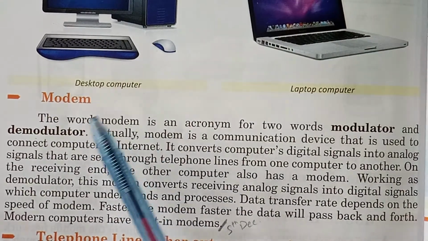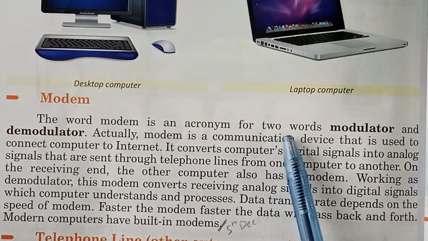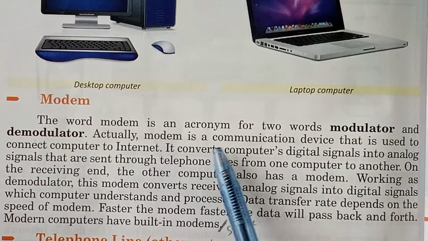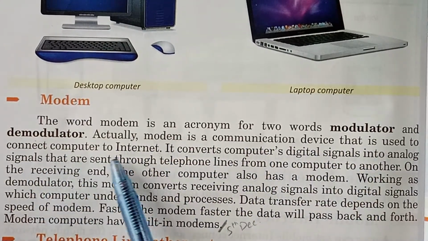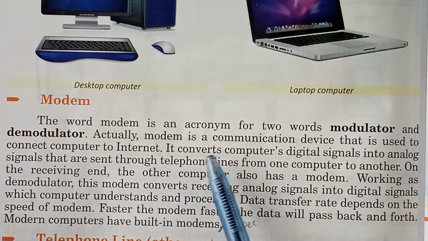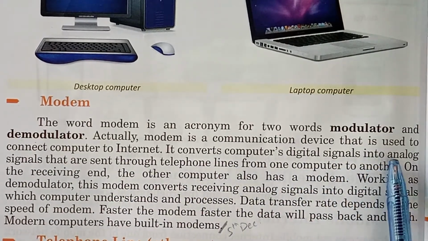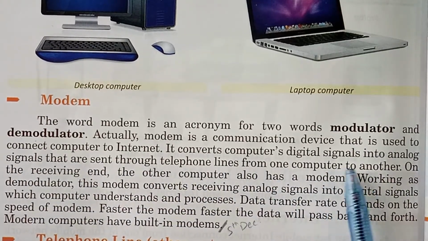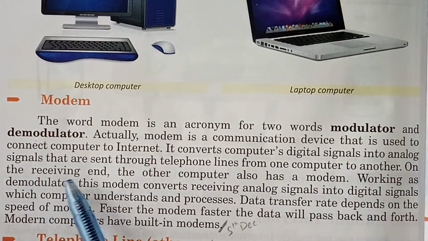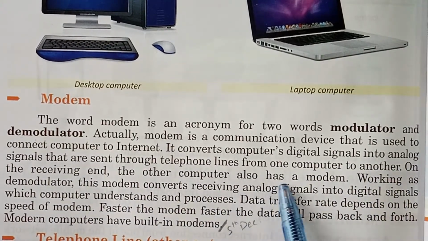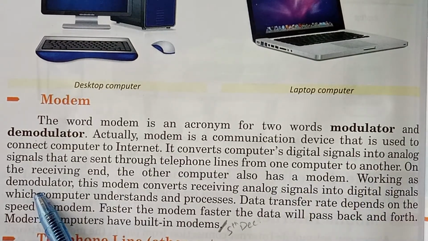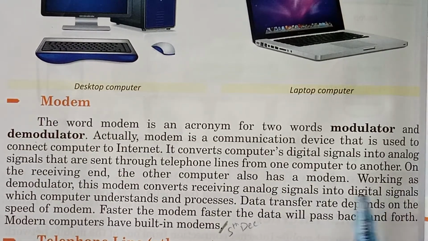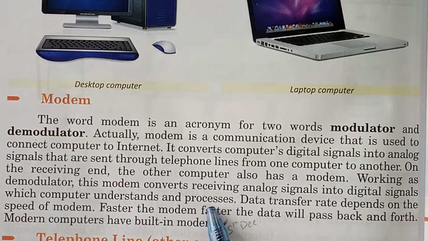Second one is modem. The word modem is an acronym for two words, modulator and demodulator. Actually, a modem is a communication device that is used to connect a computer to the internet. It converts the computer's digital signals into analog signals that are sent through telephone lines from one computer to another. On the receiving end, the other computer also has a modem working as a demodulator. This modem converts the received analog signals into digital signals, which the computer understands and processes.